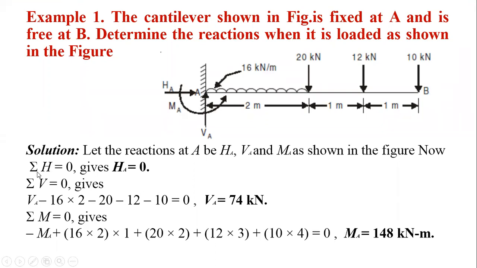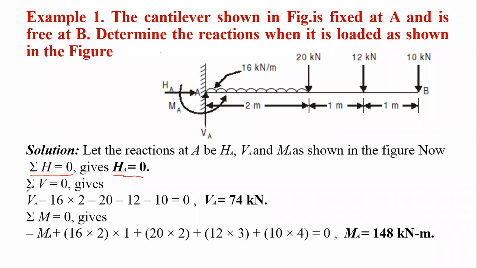Now let us start with the first, summation of all horizontal forces, summation H is equal to 0. Now here there is only one reaction which is horizontal, that is HA, and there is no other horizontal component or reactions or load. That's why HA is equal to 0 over here.